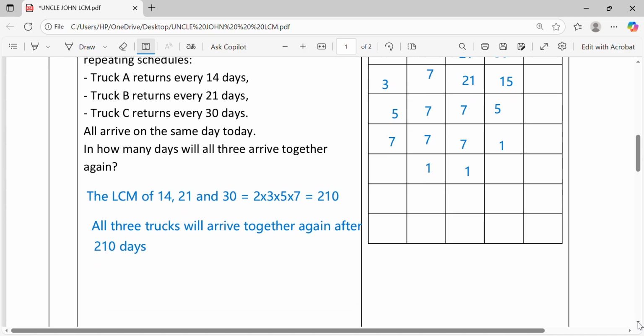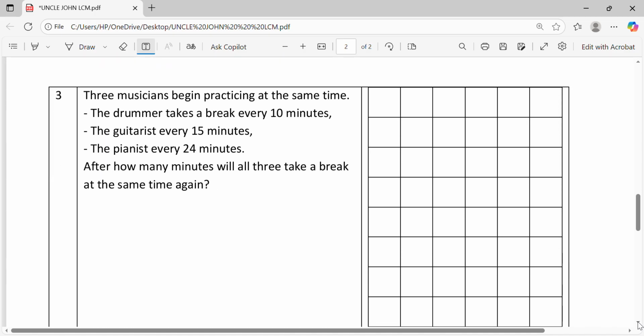So friends, let's move to question 3, which I'm marking the last. We can read it together, no problem. 3 musicians begin practicing at the same time. The drummer takes a break every 10 minutes. The guitarist every 15 minutes. The pianist every 24 minutes. After how many minutes will all three take a break at the same time again?